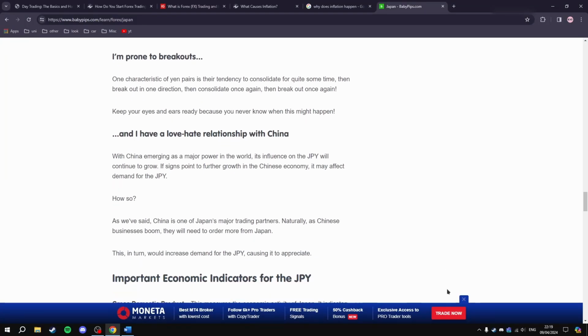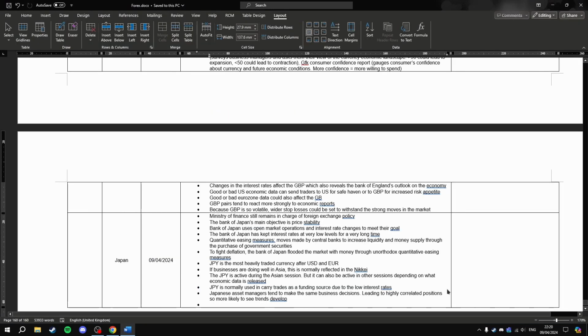JPY pairs are prone to breakouts. One characteristic of yen pairs is their tendency to consolidate for quite some time, then break out in one direction, then consolidate once again, then break out once again. Keep your eyes and ears ready because you never know when this might happen. Consolidate, breakout, consolidate, breakout.